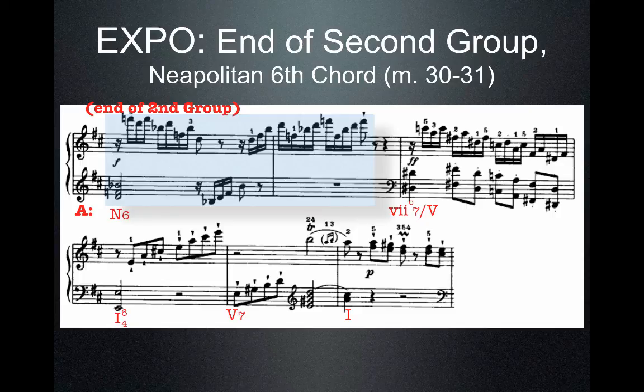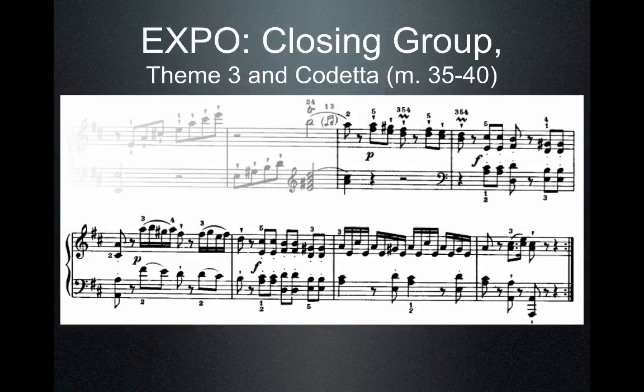Okay. And that took us a little bit into the closing group. So starting around measure 35, I'm calling this a third theme in a sense, although it's very much connected to the descending thirds that we've heard before. And it sort of just winds down the section, so I'm calling it a closing group. You could just call it a codetta if you wanted.